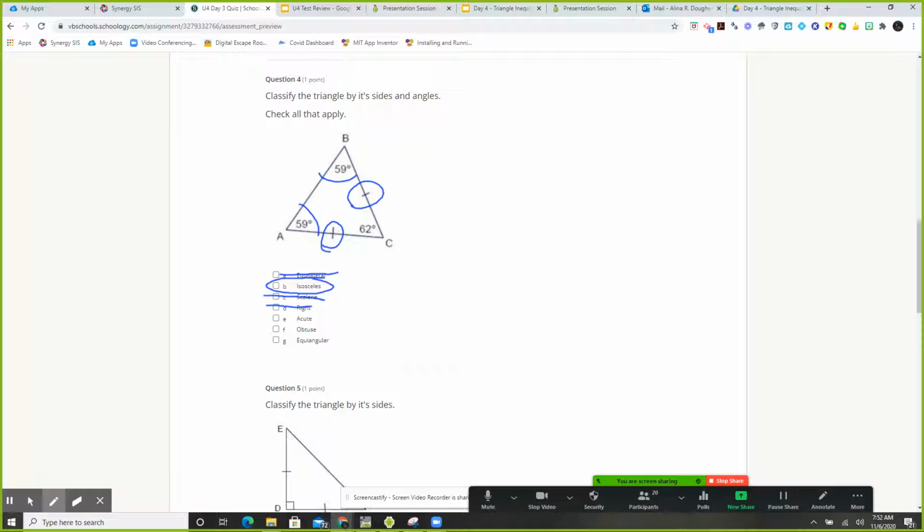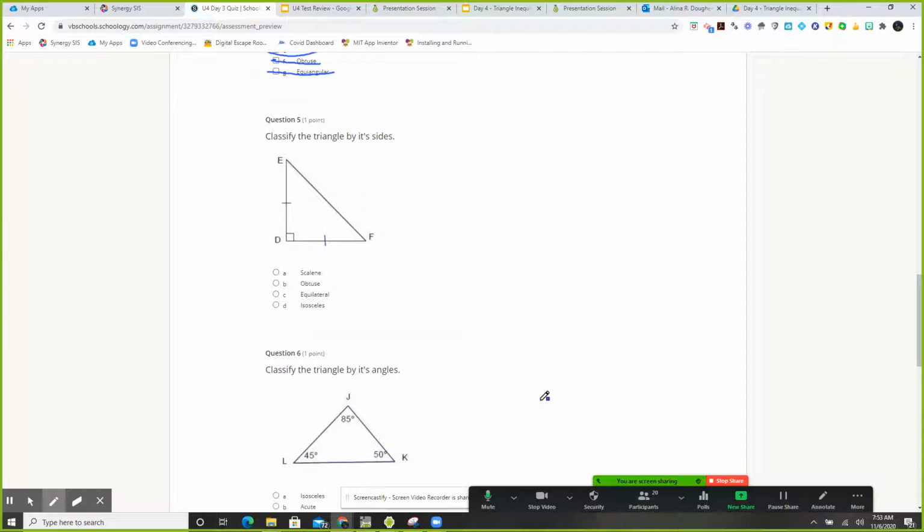Is it right? No. Is it acute? Yes, it is, for sure. Everything is less than 90 degrees. Is it obtuse? Anything bigger than 90 degrees? Nope. Is it equiangular? Everything's exactly the same? No, it is very close, but it is not. Guys, you got to get both isosceles and acute and nothing else in order to get that question right. It's tough.